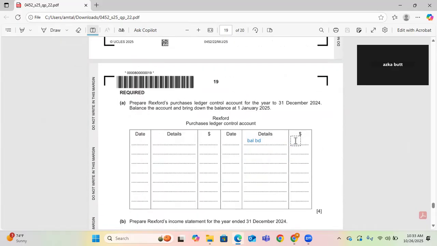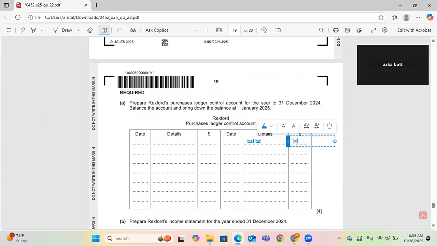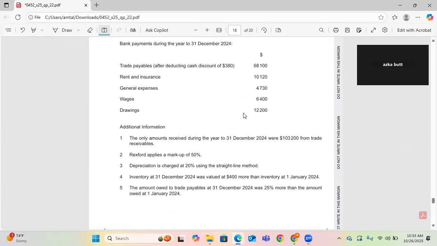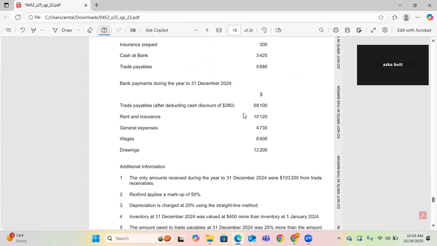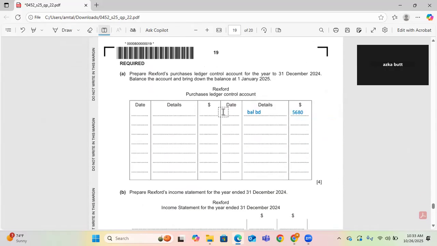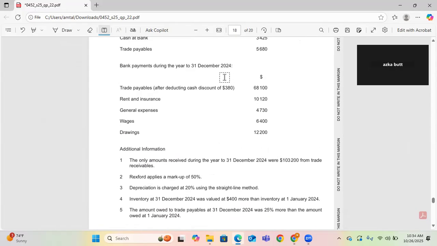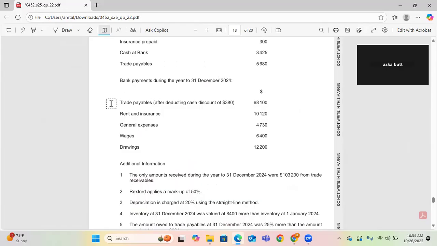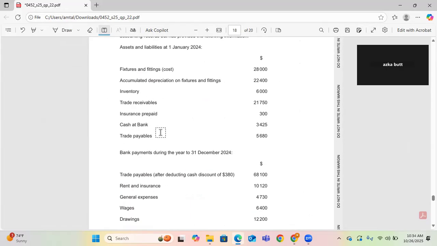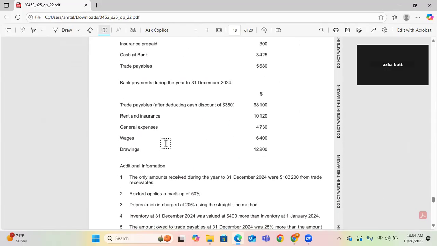That is your 5680. And what is the date? The date is 1st January 2024. Now, students, we don't have any other information regarding the trade payables ledger control account here. Only this was the opening balance, and we just completed that.